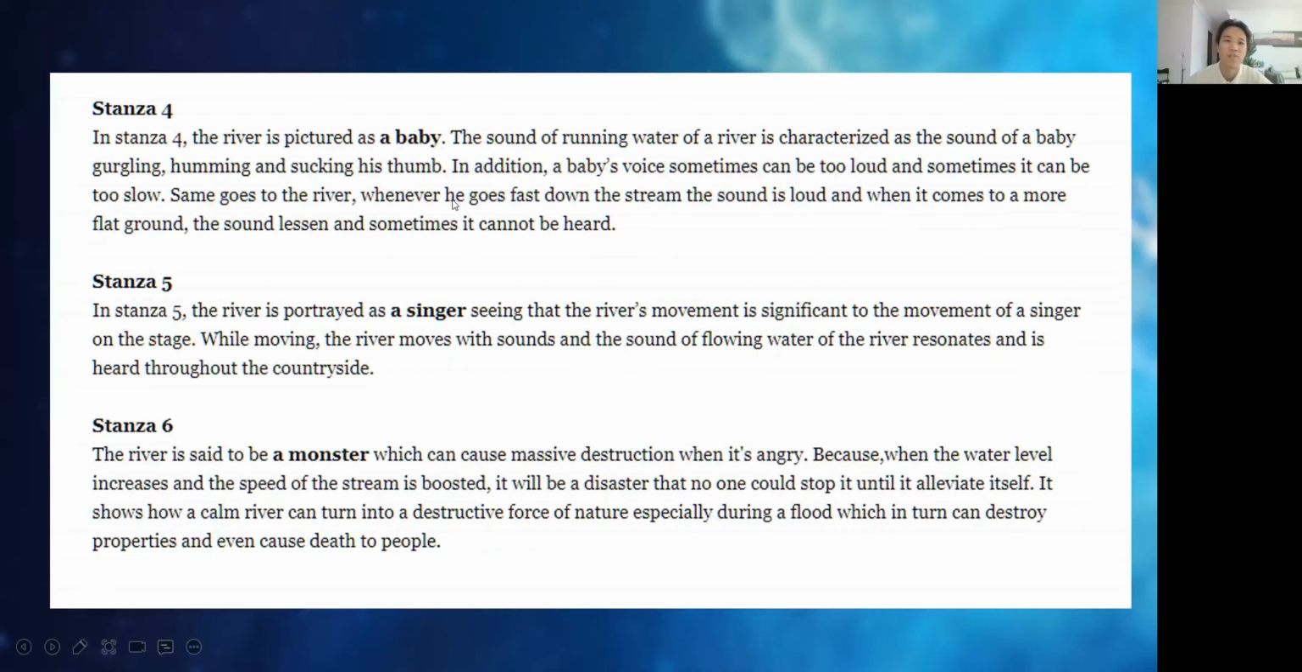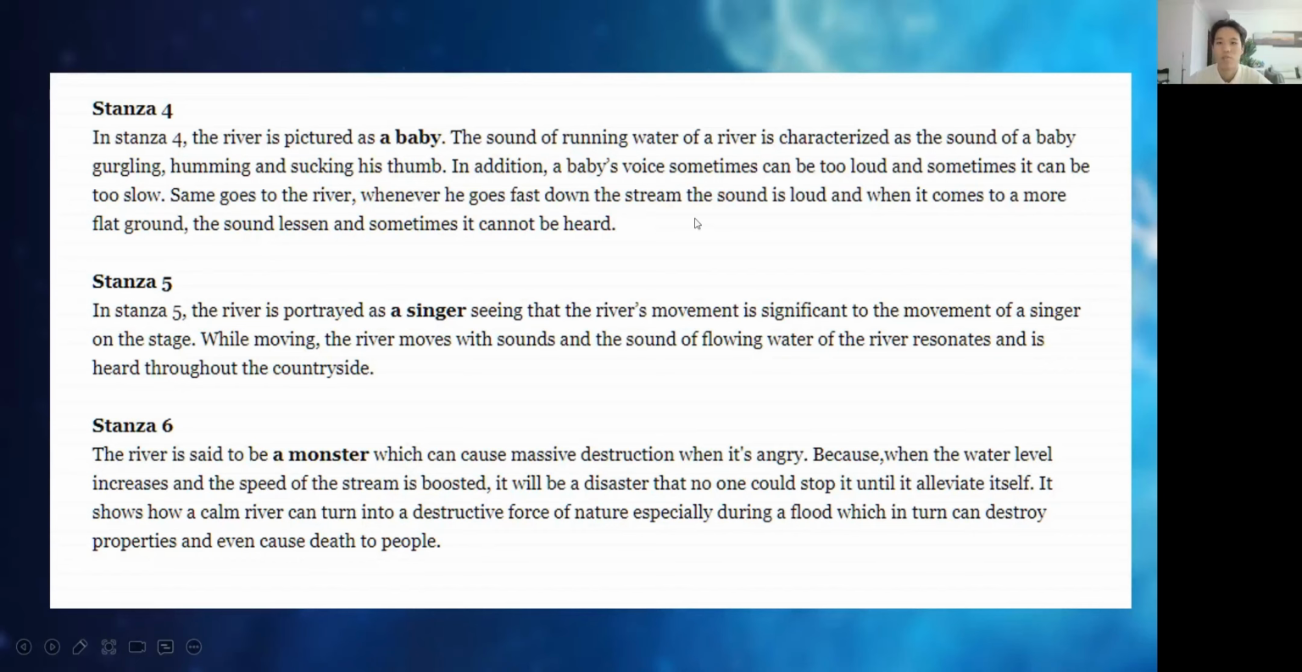And in stanza 5, the river is portrayed as a singer. It seems that the river's movement is similar to the movement of the singer on the stage. So maybe the voice of the river is sometimes very nice, and while moving, the river moves with sounds, and the sound of flowing water resonates and is heard throughout the countryside.